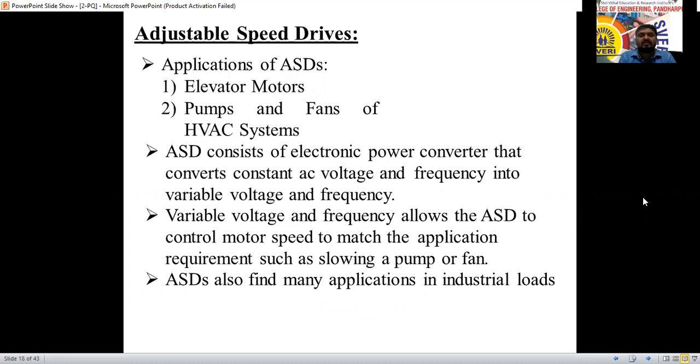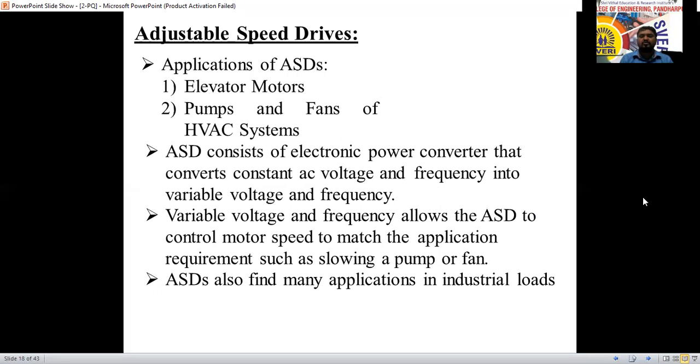Next one is adjustable speed drives. In commercial buildings, we are going to use lifts, elevators, pumps, fans, AC and all the things. This part will continue in the next class. We'll finish this one better. We are going to use adjustable speed drives in the elevators or lifts.